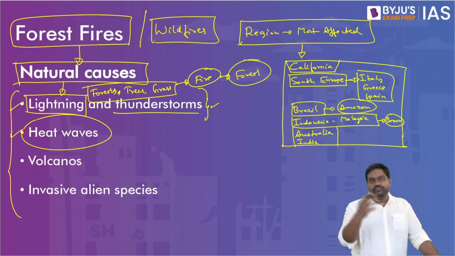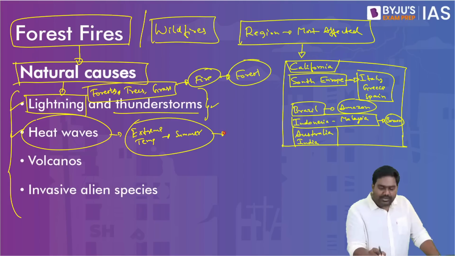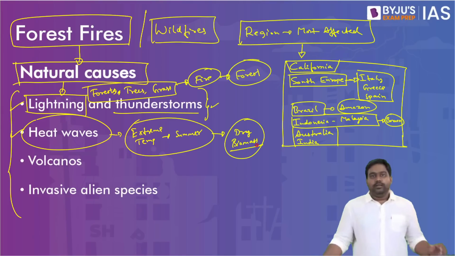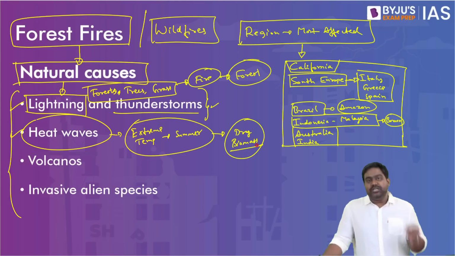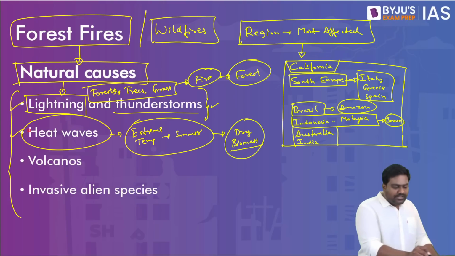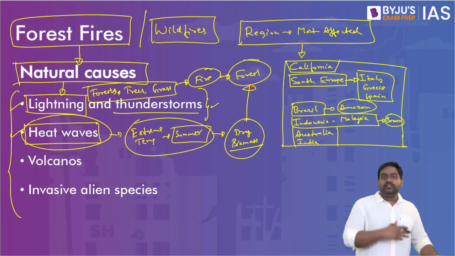Then heat waves, which we discussed previously, right? Extreme temperatures during summer, extreme heat during summer can trigger a fire in the dry biomass. In the summer season, there will be a lot of dry biomass available. Leaves would have dried up, grass would have dried out. They can easily catch fire under these extreme heat conditions if temperatures are constantly above 40 degrees, right? And if there is that heat wave, definitely the dry biomass can catch fire, which can spread and consume the entire forest.